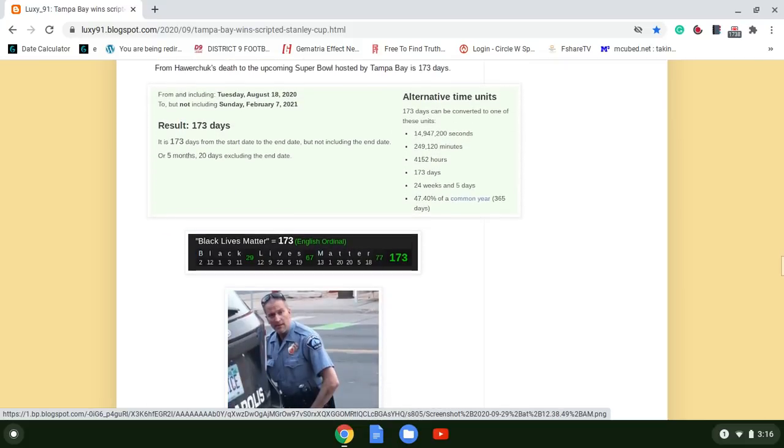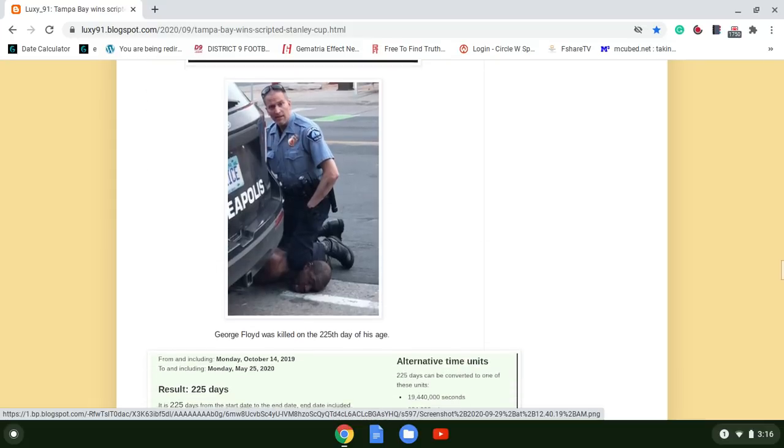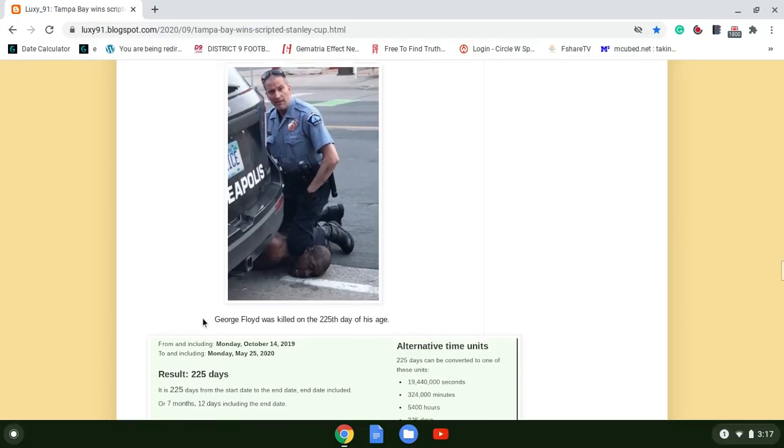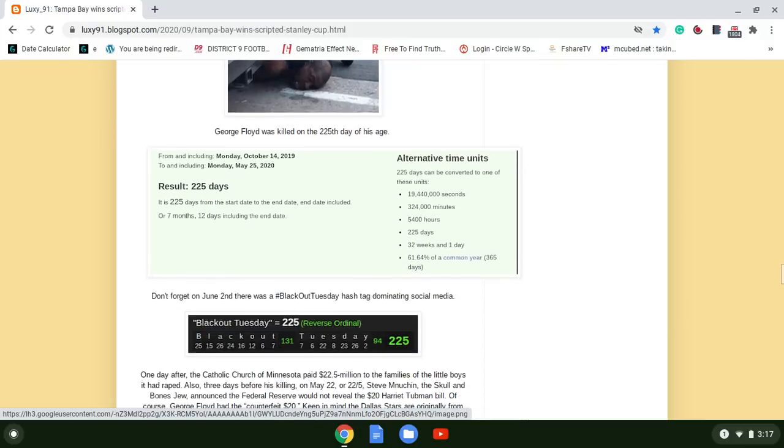So from Howard Chuck's death to the upcoming Super Bowl hosted by Tampa Bay, notice it's 173 days, like Black Lives Matter. Sean King is the leader of Black Lives Matter. So the death of George Floyd, you got to ask yourself, is this even really a real photo? Looks more like two people posing. But anyway, notice George Floyd was supposedly killed on the 225th day of his age.